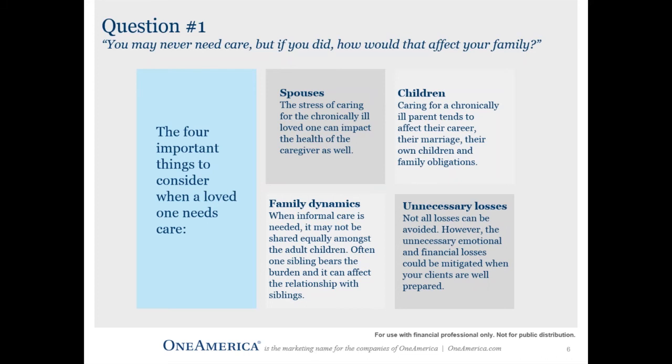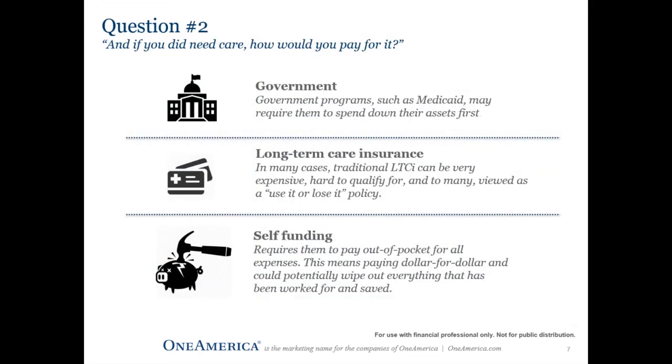Now, the second question in this two simple questions conversation is, if you did need care, how would you go about paying for it? And you can see here on the slide, there are really only three choices. You can rely upon Medicaid, which we know is a farce for the most part. We could buy some type of long-term care insurance, but largely over the last 30 to 35 years, we've seen that most people aren't going to buy traditional health-based long-term care. Or, as the third option spells out, we could be a self-funder for LTC.